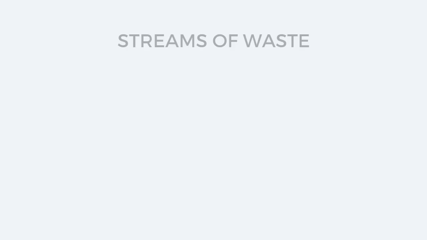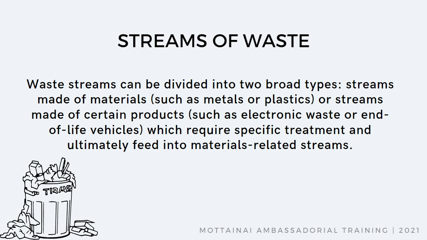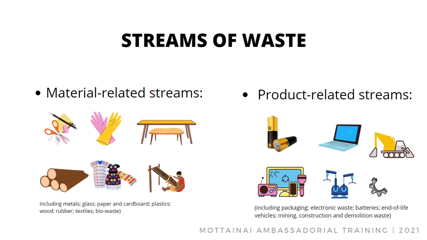There are 2 broad streams of waste: streams made of materials like metal or plastics, and streams made from certain products like electronic waste or end-of-life vehicles that require specific treatment. Some examples of material-related streams are scissors, pens, paper, gloves, wood, tables, fabric, and so on. While product-related streams are battery, computer, machines, and so on.